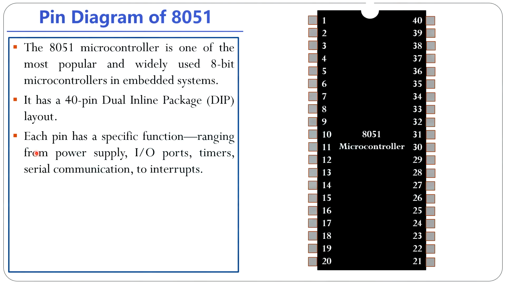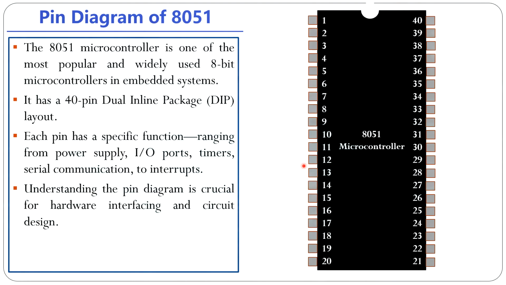Third thing we can see here, each pin has a specific function. Suppose these are the pins 1, 2, 3, 4, just like that until pin 40. Each pin has a specific function ranging from power supply, input output ports, timers, serial communication to interrupts. These things are involved in this microcontroller. Now we will see here in detail. Understanding the pin diagram is crucial for hardware interfacing and circuit design.